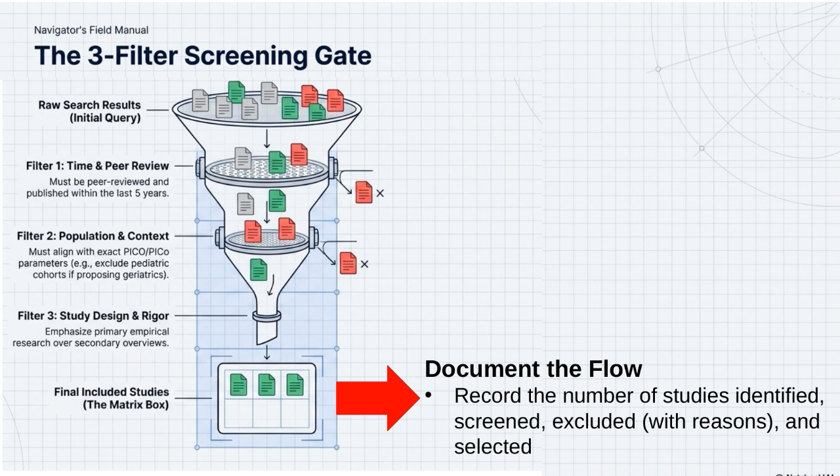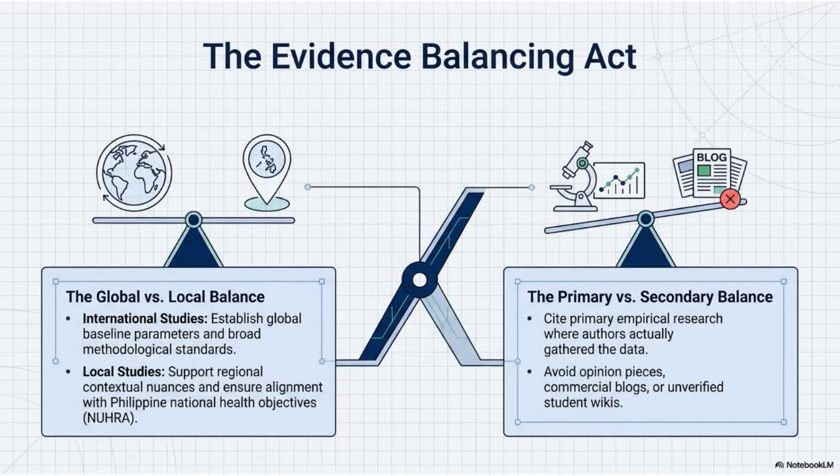Here, we're focusing on the importance of documenting the flow of studies throughout the review process. It's essential to record how many studies were identified initially, how many we screened, and just as importantly, how many were excluded along the way, along with the reasons for their exclusion. This transparency helps ensure the rigor of our review and allows others to understand the decision-making process behind selecting the final studies.